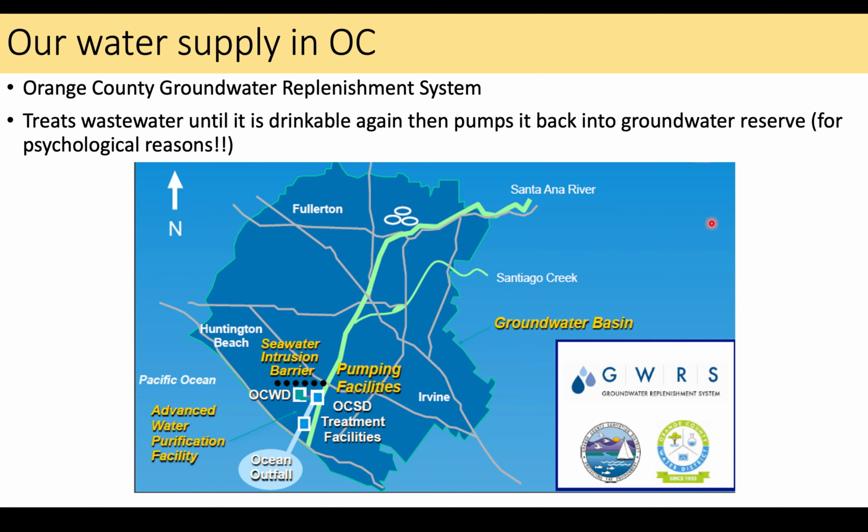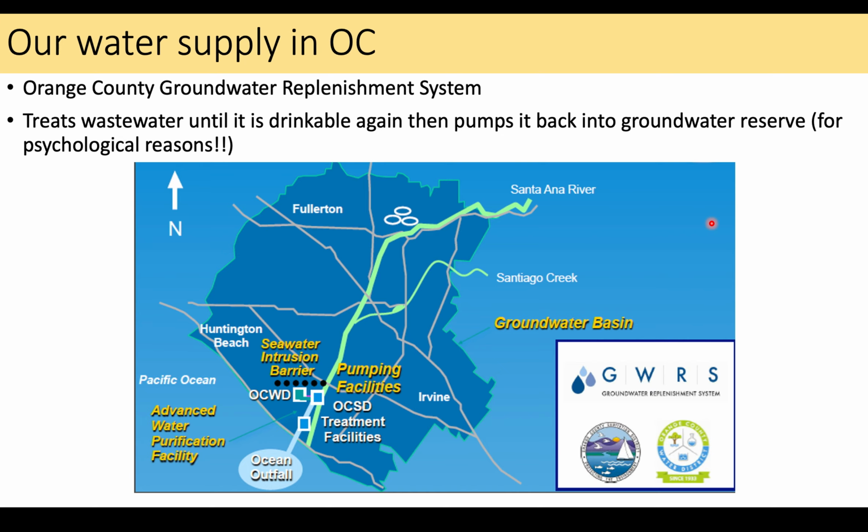One of the main reasons that this is done is that people were not okay with drinking treated water. So they actually treat the water until you could drink it, but then they pump it down into the groundwater so that when we pump it back up, it doesn't have to be labeled as treated wastewater, because people were not interested in drinking treated wastewater. So Orange County was a leader in the country in treating water and pumping it back down into the groundwater reserve.